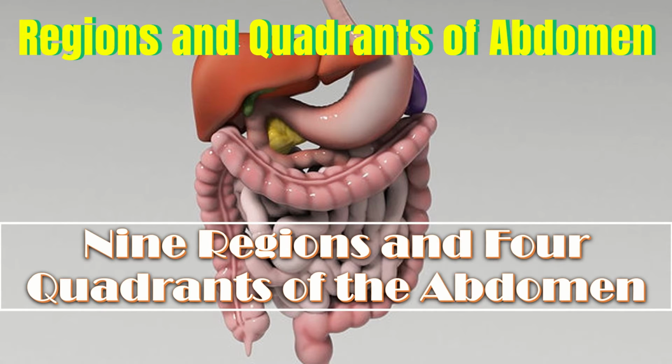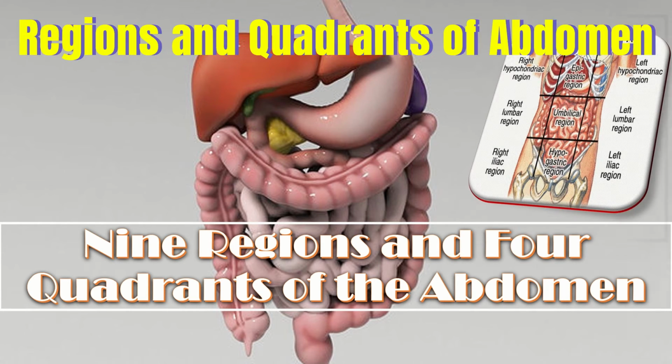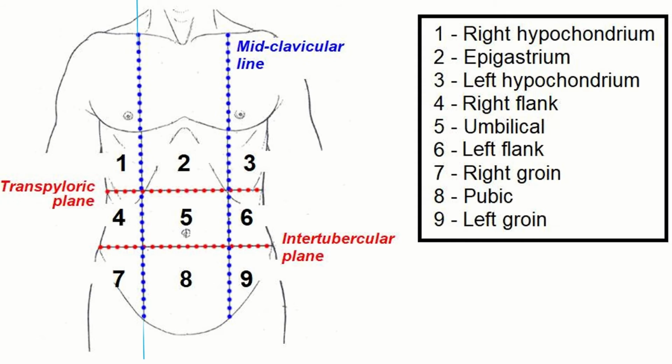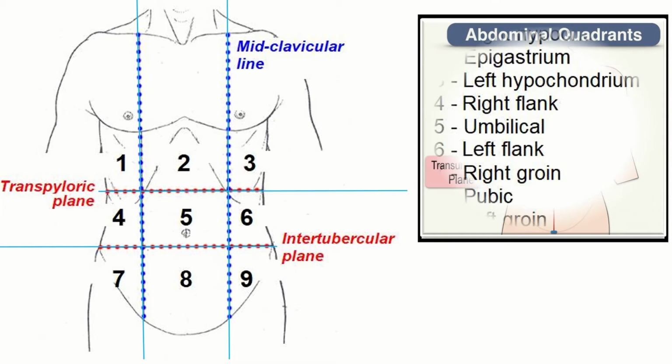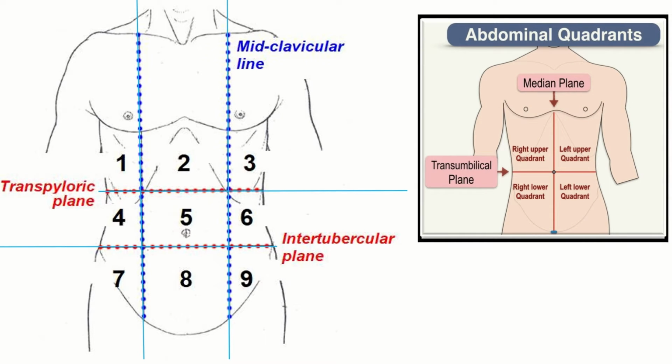Regions and four quadrants of the abdomen. The abdomen is divided into 9 regions by two vertical and two horizontal imaginary planes. It is divided into four quadrants by a single vertical and a single horizontal imaginary plane. These regions and quadrants are of clinical importance when examining and describing the pathologies related to the abdomen.